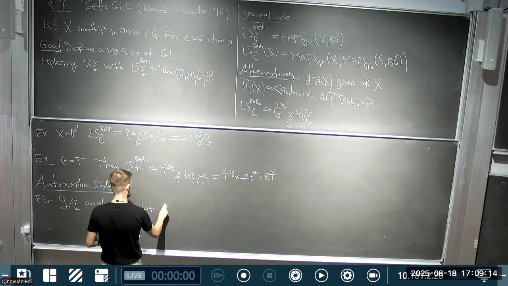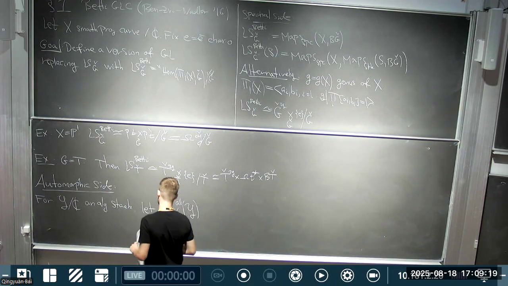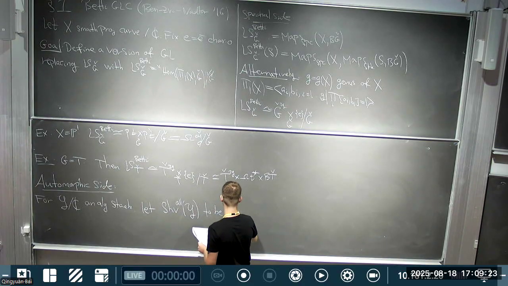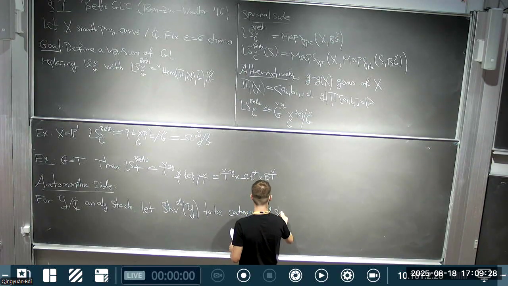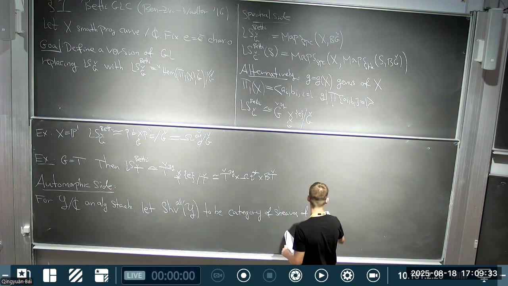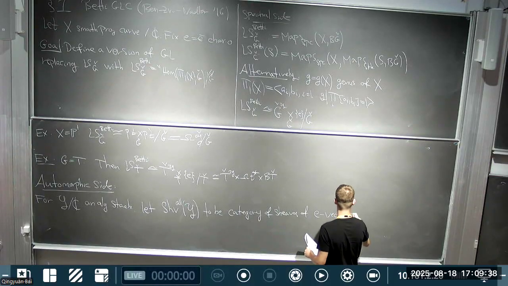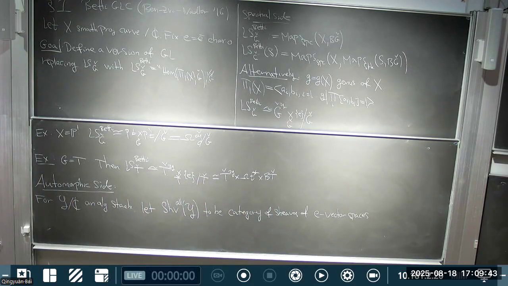I'll write Sheaf_all on Y to be the category of sheaves of E vector spaces. So E was the field fixed from the beginning, a coefficient field. If I look at it as the complex points, it is nothing characterizing, and it looks the same.